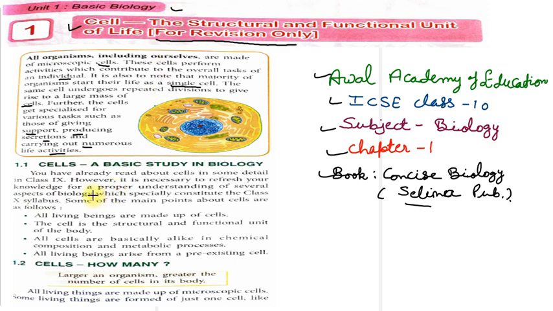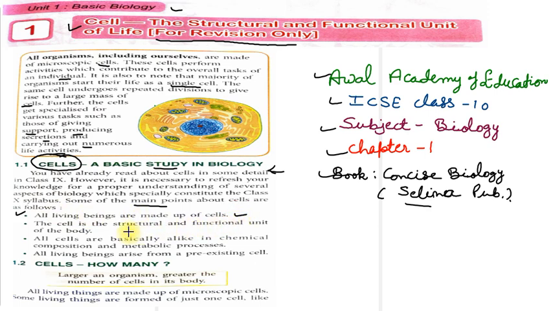So let us start. Cells are the first and basic thing in the study of biology. Some of the main points about cells are as follows. All living beings are made up of cells.